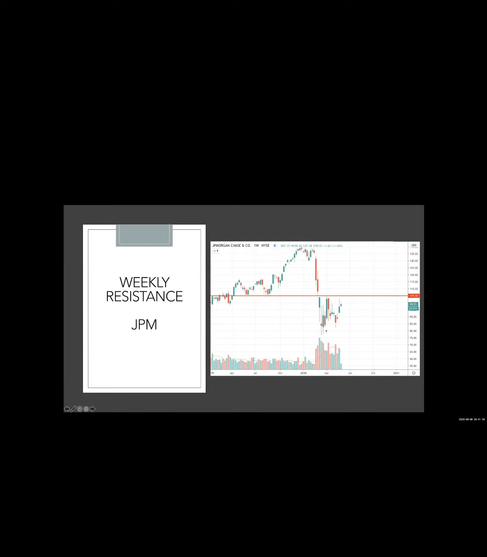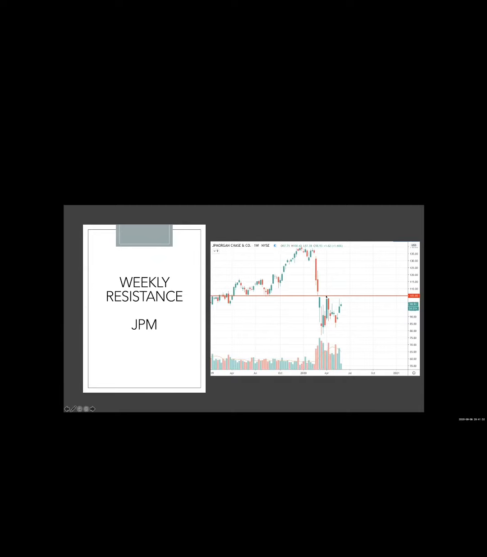It finally broke that level. But you can see in April of this year, when it went to test that 105 level, it then rejected it. So that old support is now that new resistance. So 105 was the new resistance on the weekly.